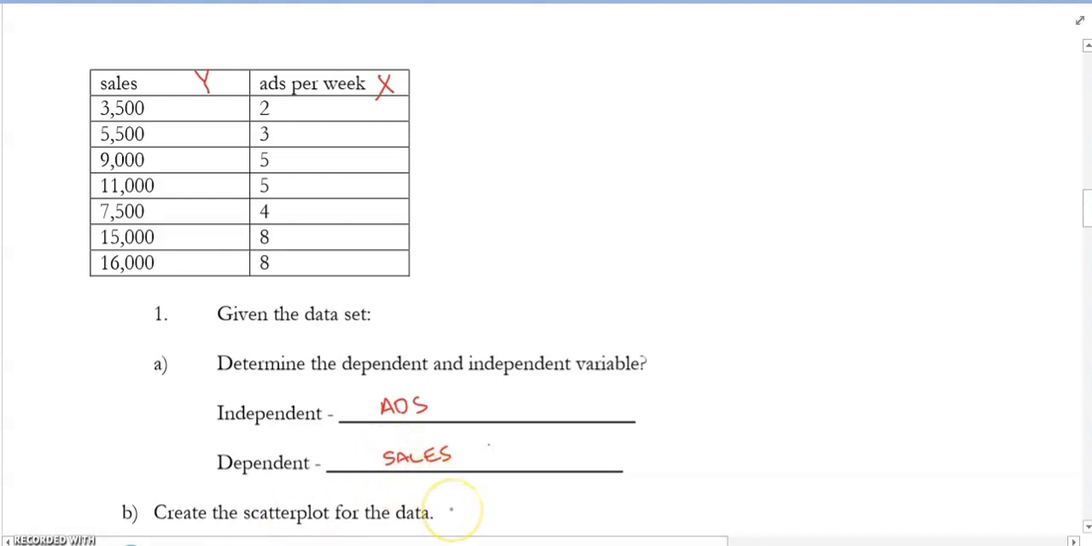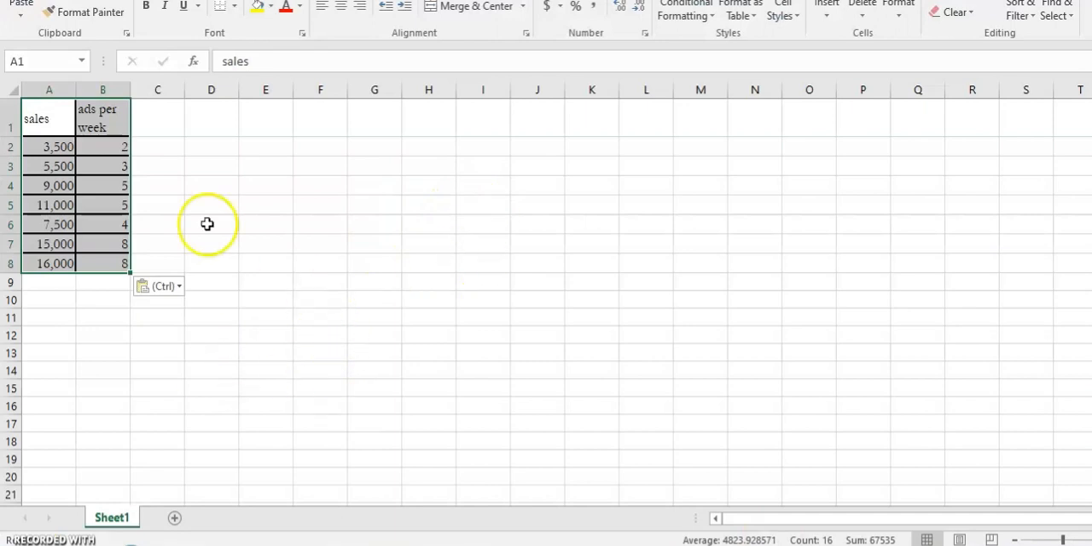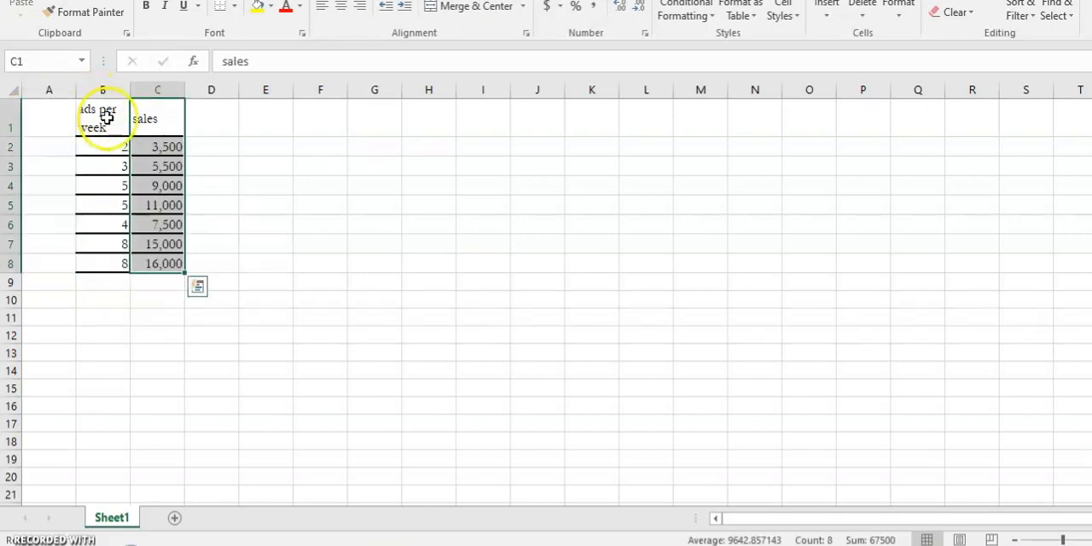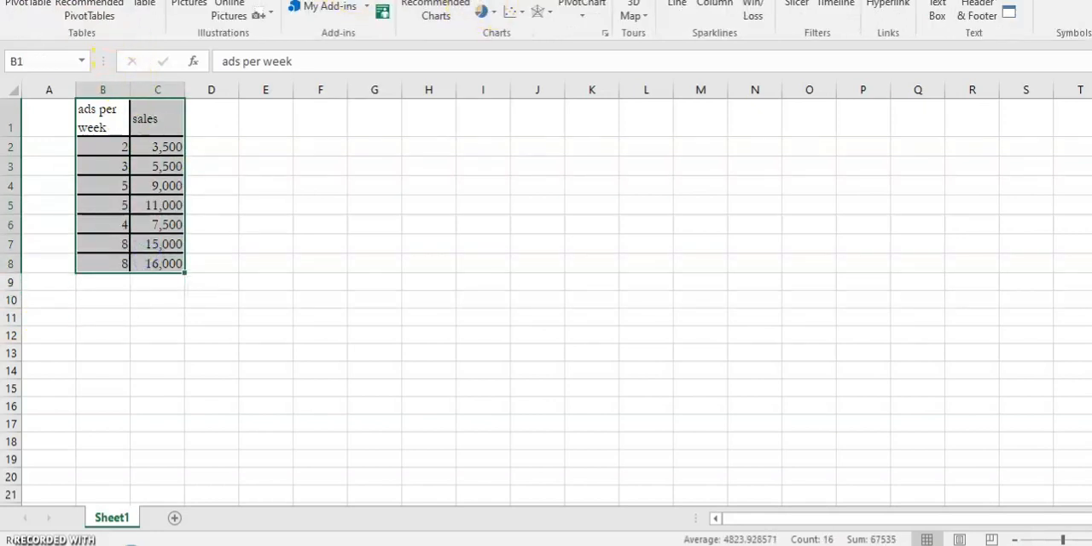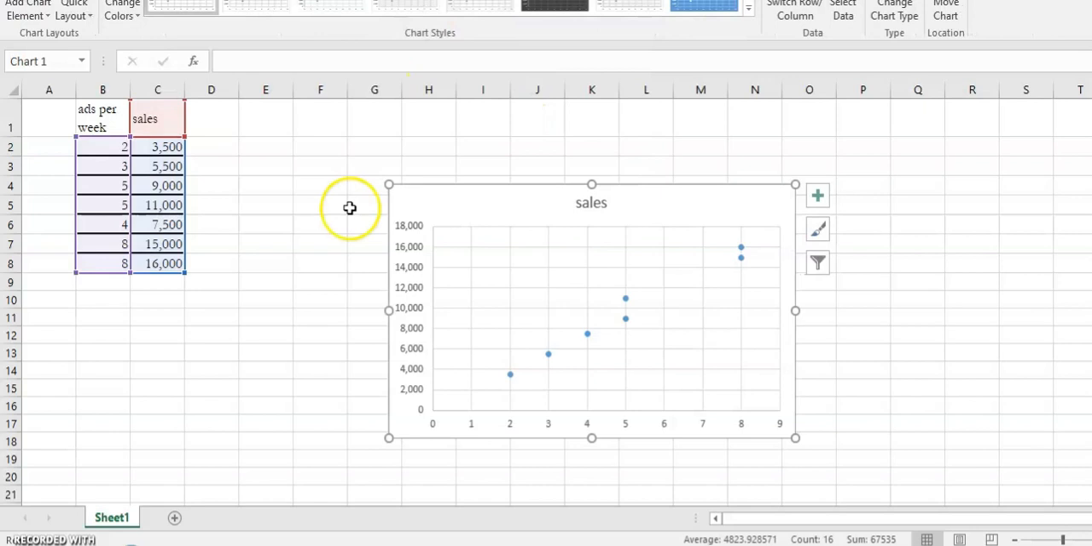Next, it asks to create a scatter plot. So I'm going to take this data and I'm going to put it into Excel. So here is our data. Now, what I'm going to do is I'm going to change this around so that our independent variable is first, and then our dependent variable is second. Next, what I'm going to do is, as I did before, I'm going to select my data, and I'm going to go Insert, Scatter Plot. Oh, my mouse is having a mind of its own.